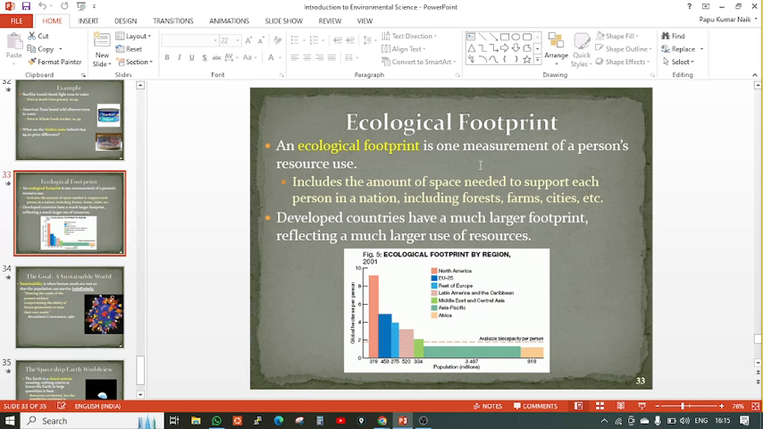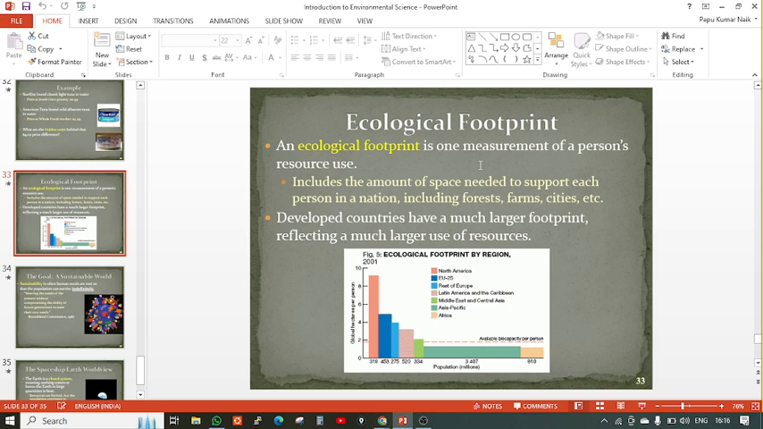Then the last part is the ecological footprint. An ecological footprint is the measurement of a person's resource use: how much energy and how many natural resources one person uses per capita, and what its effect or impact on the ecology or environment is. If the ecological footprint is more, then we are neglecting the environment, or the population is more and we are demanding more. It includes the amount of space needed to support each person or nation, including forest, farms, cities, etc. If the ecological footprint is less, we can say we are environment-centric, not anthropocentric.